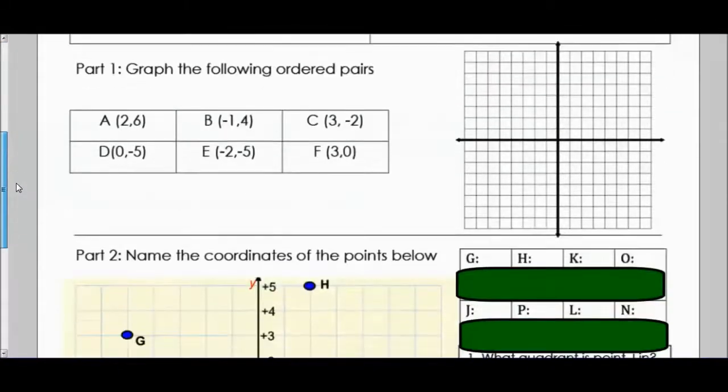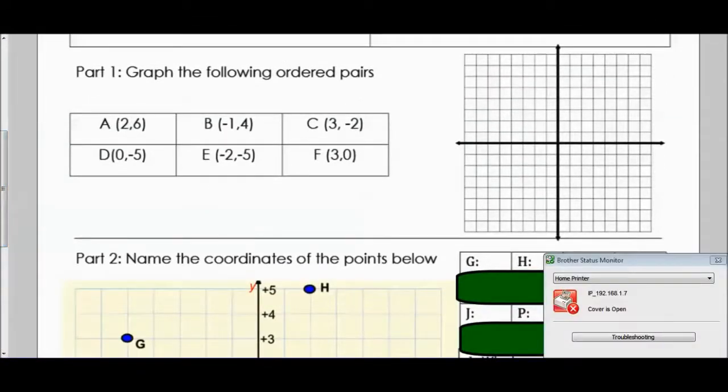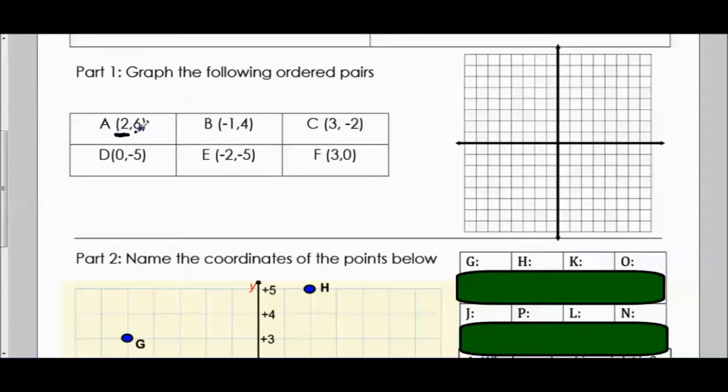Alright, so when we're trying to plot these points, we really just want to start out at the origin and then just count out where these points are going to end up. The x coordinate tells us to move left and right. The y coordinate tells us to move up and down. So we're going to start out at the origin and move 1, 2 to the right, 1, 2, 3, 4, 5, 6 up. That's point A.